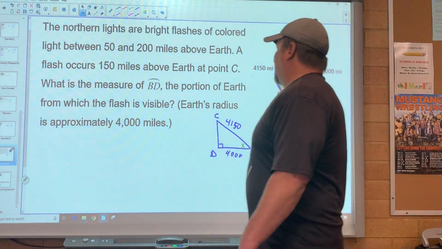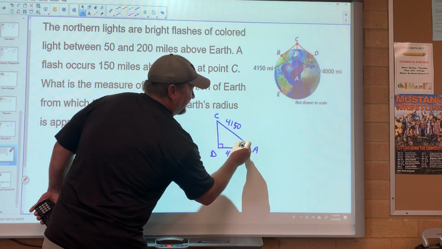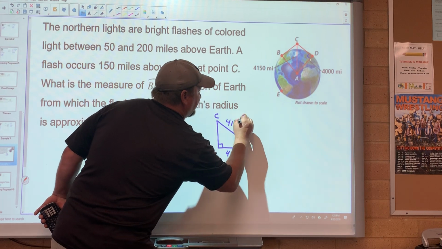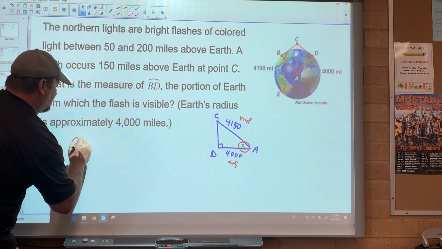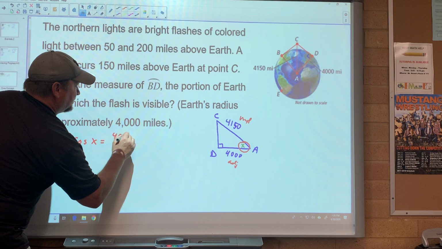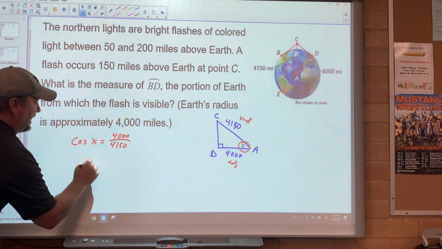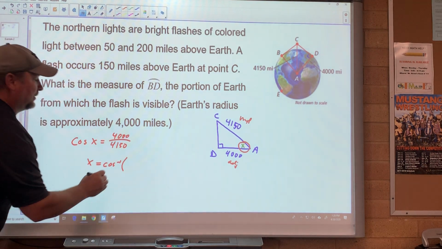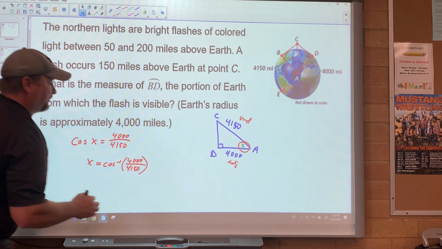Okay? Well, we've got trig. Remember, it only matters what angle you're going from or trying to find. So we're trying to find that one. We have adjacent and we have hypotenuse. That is cosine. So we will say cos x equals 4,000 over 4,150. Now remember, x will equal cos -1 because we're finding an angle, of 4,000 over 4,150.